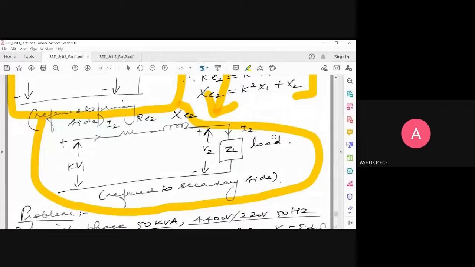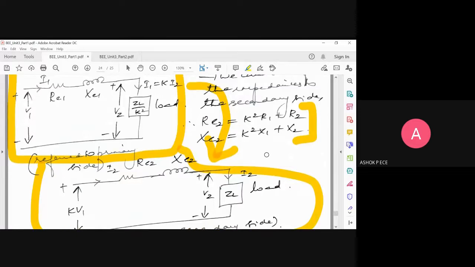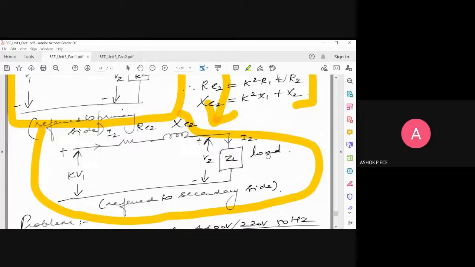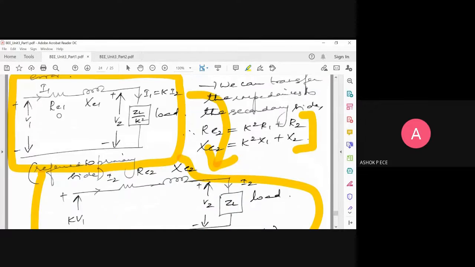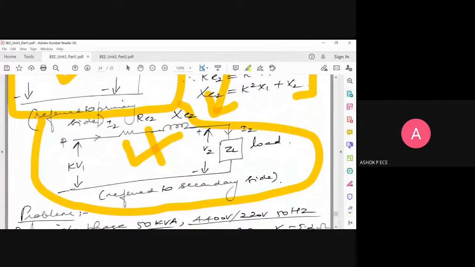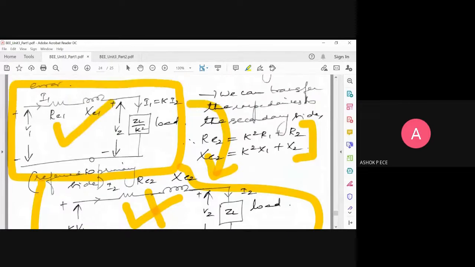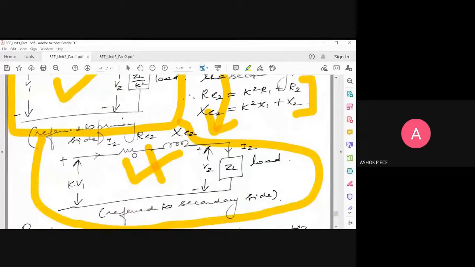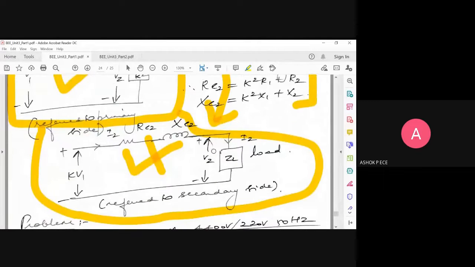You should be very comfortable in converting the circuit from one side to the other, just multiplying or dividing by k square. That's all we are doing. Mostly the first circuit is preferred. Very rarely we go for the circuit referred to secondary, because we have an input available at the primary. So we always transform all the components from secondary to primary side and not the reverse. This is just to make you clear that even this circuit can be drawn referring to the secondary side. That is also possible.